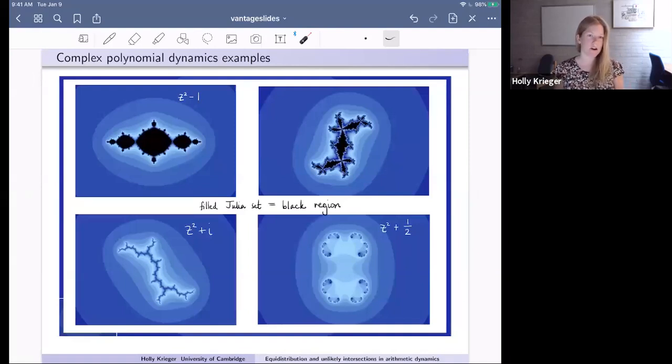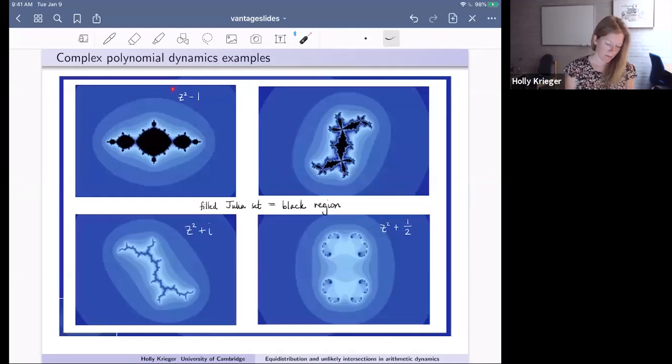So here are four Julia and filled Julia sets. So what you should know is that each of these four pictures is a picture of the complex plane centered at zero, it looks like. The filled Julia sets are the points colored black, okay? If something escapes to infinity, it's colored blue. And the color of blue, in fact, the shade depends on how quickly the escape happens, okay?